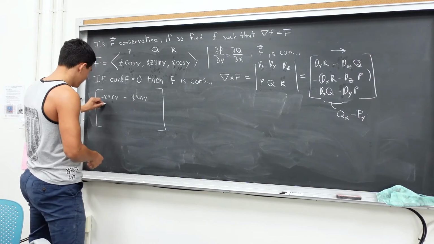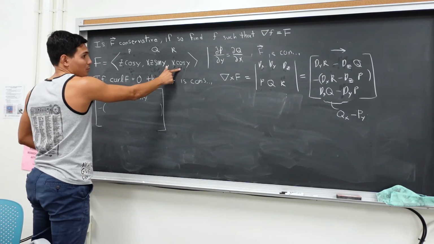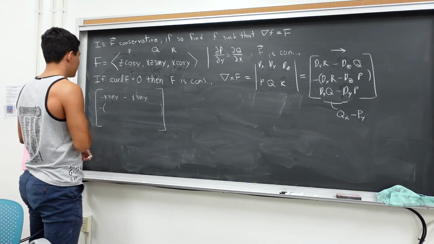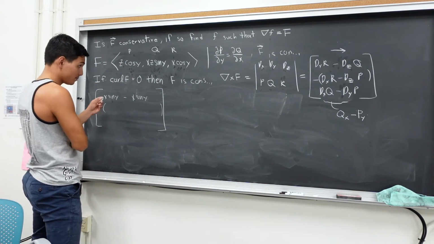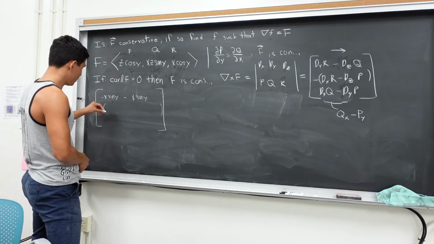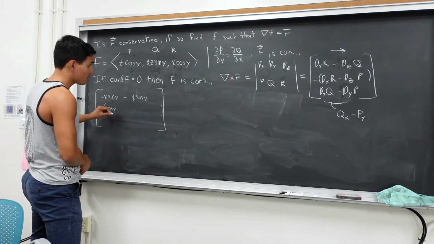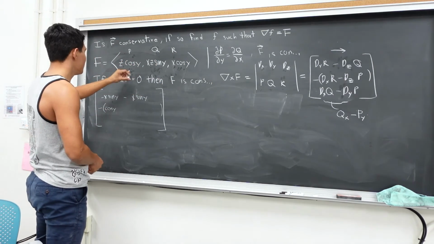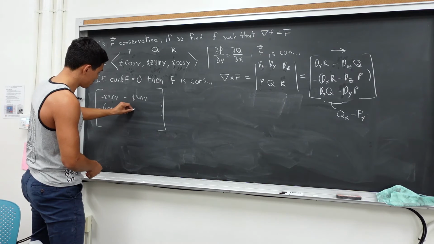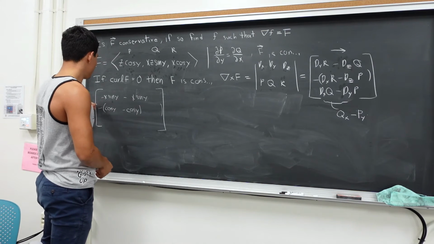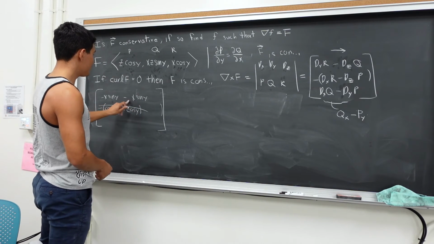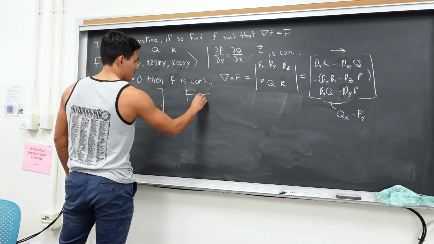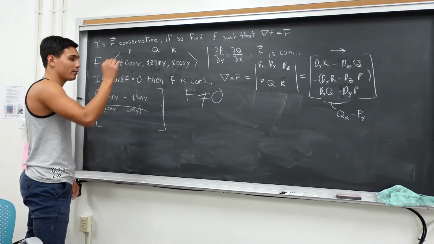Okay, now we have to take R with respect to x, okay? So R with respect to x, right here, will be cosine y. And P with respect to z is going to be minus cosine y. So these cancel. This does not cancel. Okay, so we already know curl F is not equal to 0. We know that for a fact because these don't cancel.